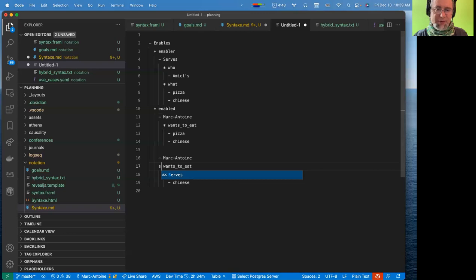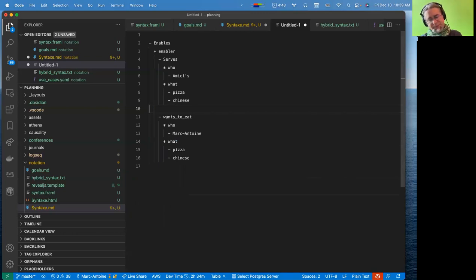Wants to eat. Who? One. What? Pizza and Chinese. This works, but I'm not happy that I cannot do the other one. This should work. By the way, I still need the enabled.